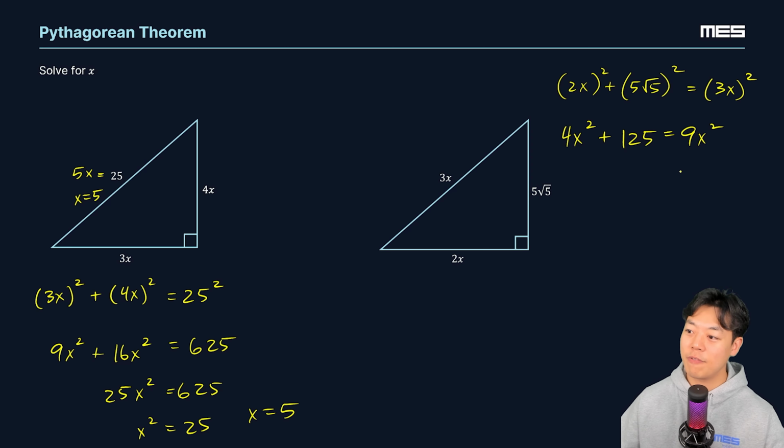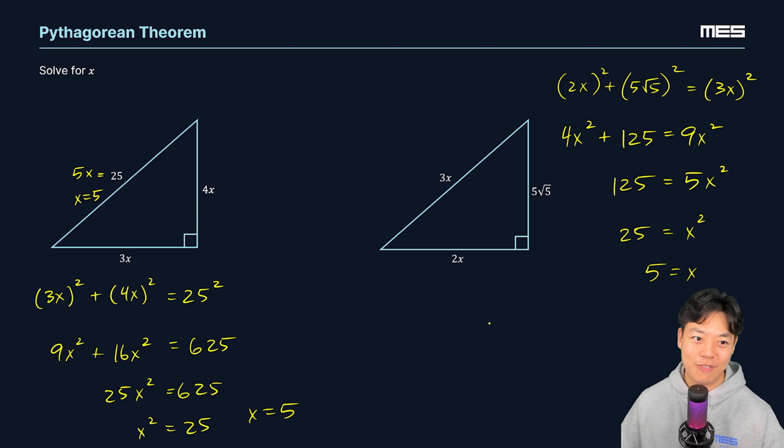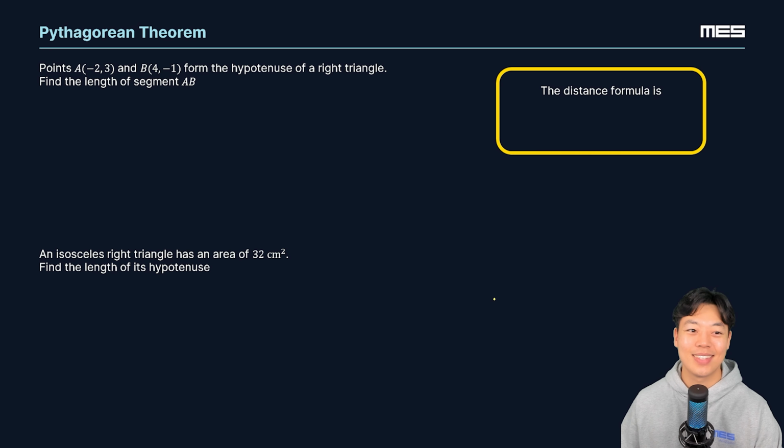Subtract the 4x squared from both sides. I'll be left with 5x squared is equal to 125. Divide both sides by 5. Got a 25. X is again equal to 5. So x happens to be 5 for both of these.